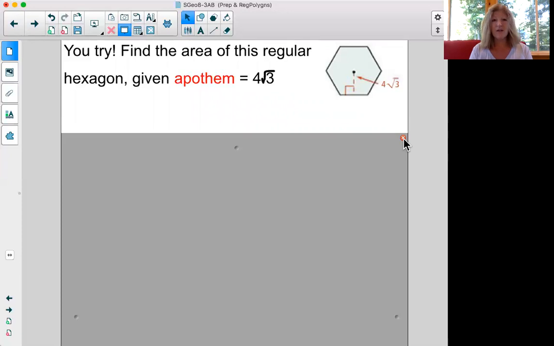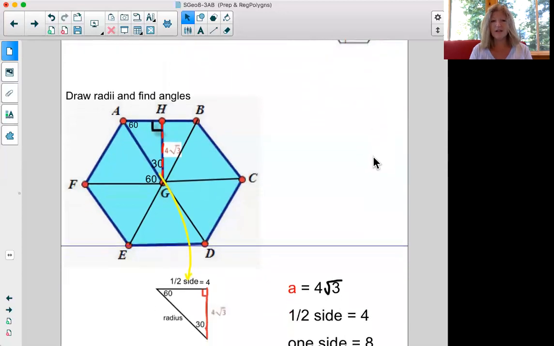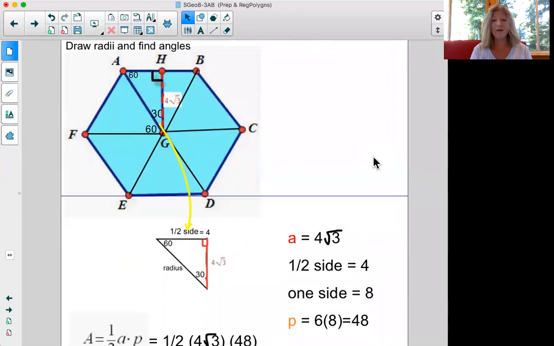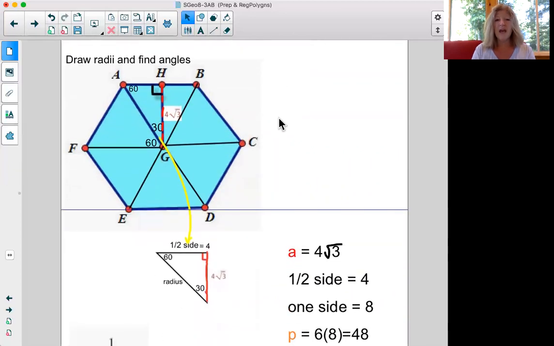In order to do that work, we have to draw in all the radii and we have to drop down the apothem. And we see that once we do that, we have a 30, 60, 90 triangle, and we can remember that pattern to find the missing information. We were given in the original problem that the apothem is 4 root 3. And when we add in all our central angles and all our special angles here, we see that that's the long leg of the 30, 60, 90 triangle.